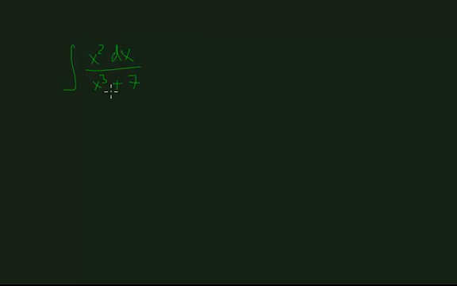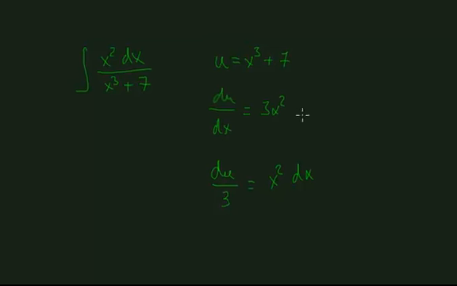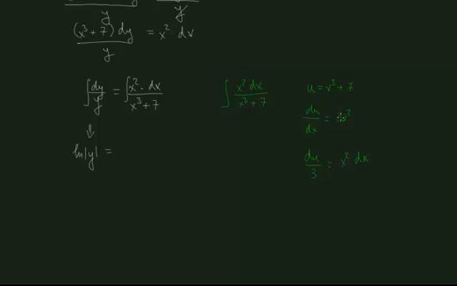So I will use u substitution, and u would be x cubed plus 7. And if I differentiate this u with respect to x, it turns out to be 3x squared. And then I can write this as du over 3 equals x squared times dx. You can see that I moved this dx to the right hand side and moved this 3 to the left hand side. So that's why I got du over 3 equals x squared times dx.